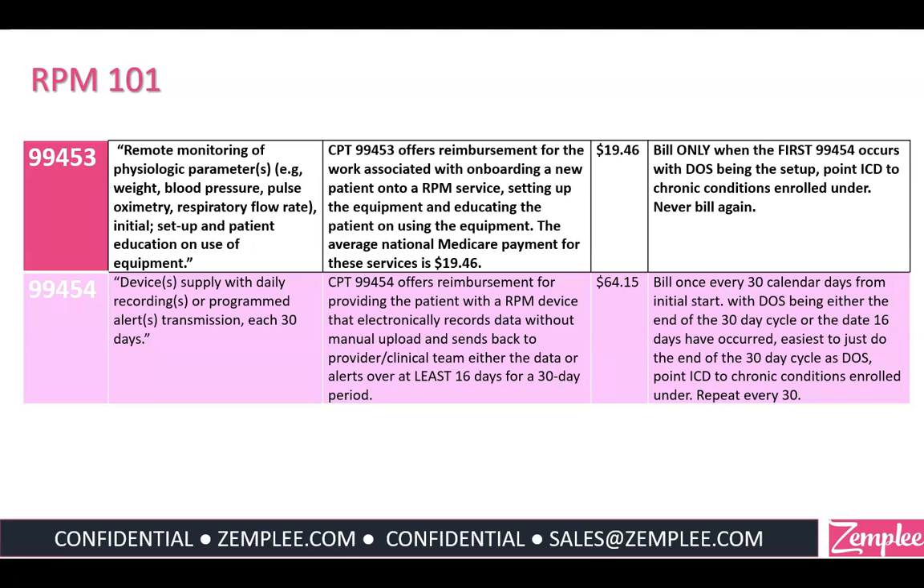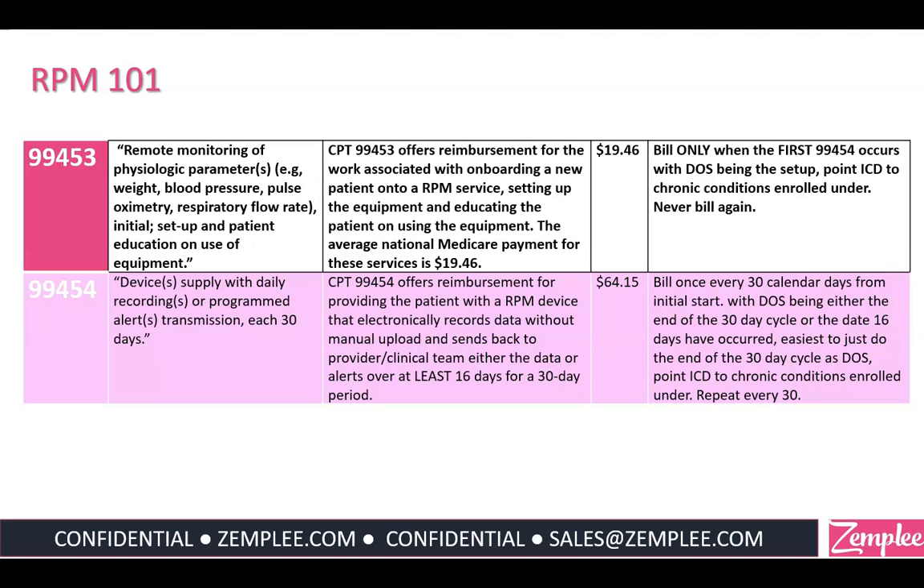So that's the 99453. It pays one time upon enrollment for about $20. If you discontinue the program and there's quite a gap between enrolling that patient again and they have to get the equipment back and send the equipment back out, it could be billed again. But typically it's just billed once. Multiple providers can be overlapping on RPM, and RPM can overlap with CCM as well within the same practice.